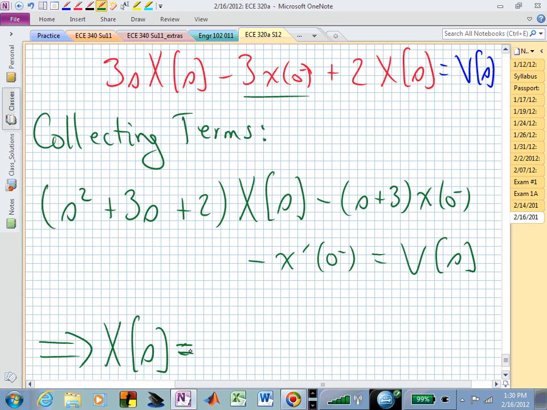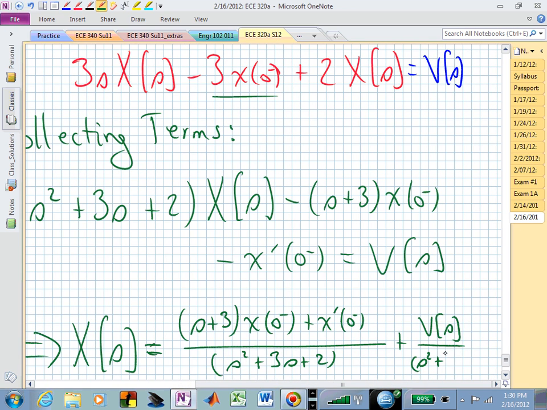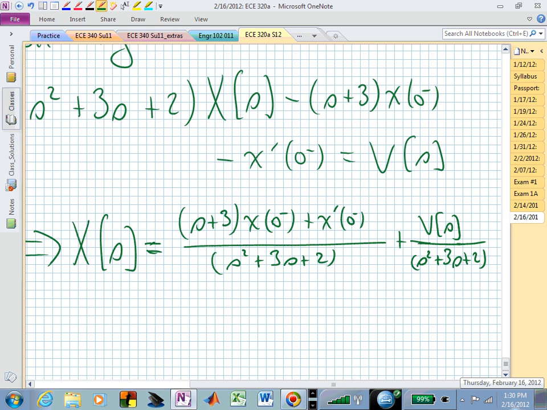Capital X of S ends up being S plus 3 x of 0 minus plus x prime of 0 minus, all over s squared plus 3s plus 2, plus V of s divided by the same polynomial, s squared plus 3s plus 2. Questions on where that came from? We can now do algebra with the polynomials in S.